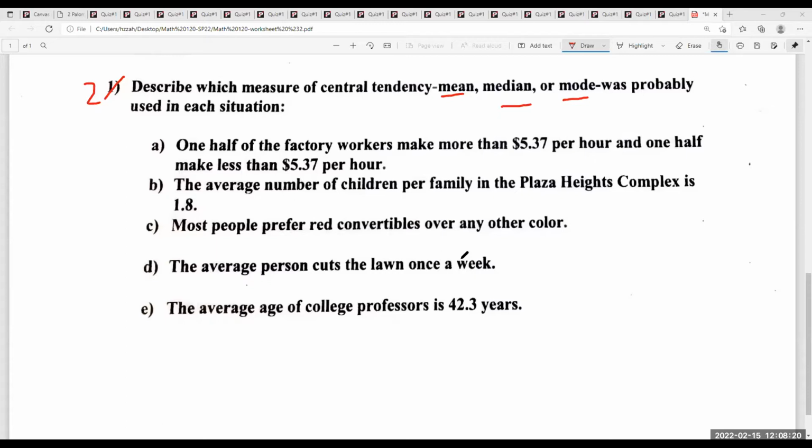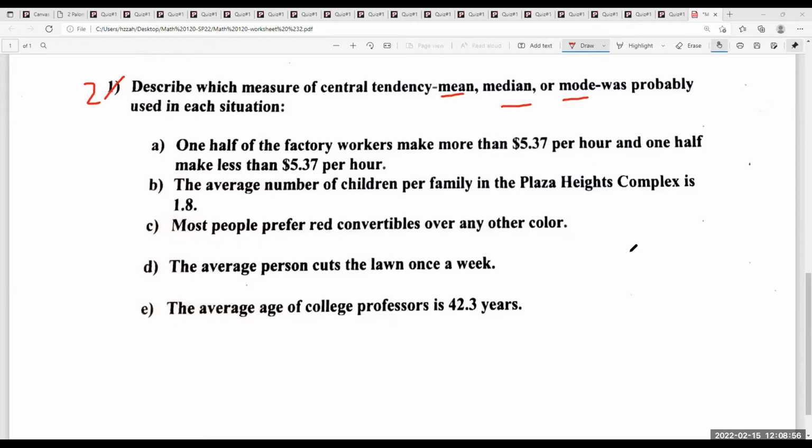Part C, most people prefer a red convertible. Yes, Yasir, yourself, that's correct. Anybody else? Enrique? Most of the people, you see, they ask, which color do you like? They like a red convertible. Red convertible is a category. You see, the color of the car is going to be a category. And when you're dealing with categories, you can use only the mode.